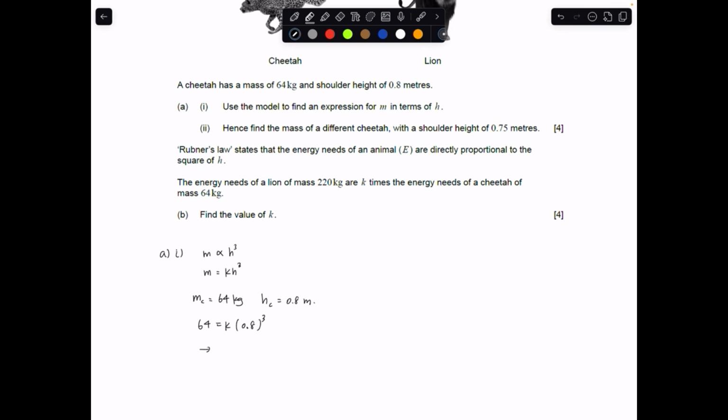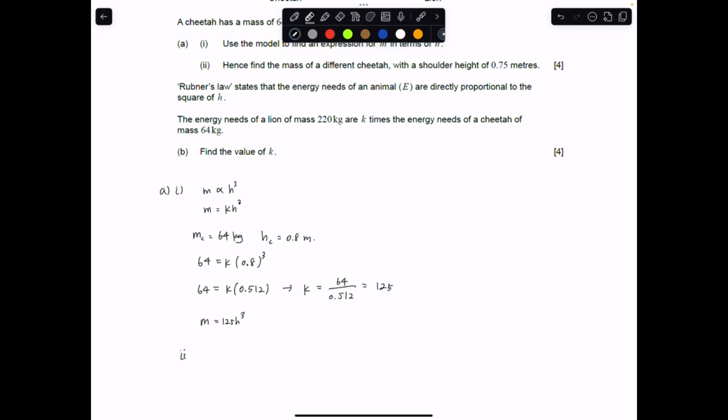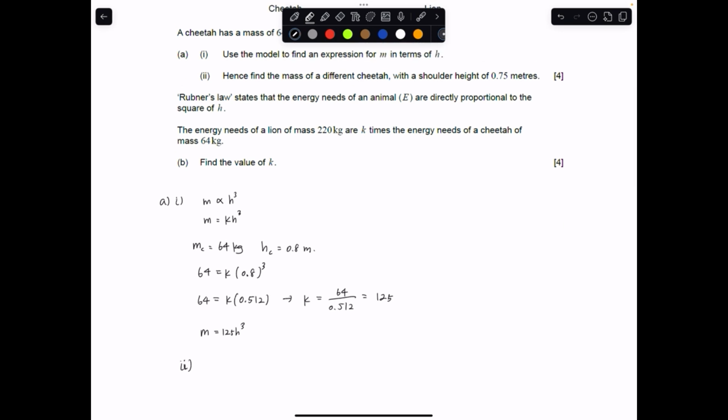And if we calculate 0.8 cubed, it's 0.512. And then rearrange for k, we get 64 over 0.512. That should equal 125. Okay, so our expression would be m equals 125 h cubed. Okay, the second part, hence find the mass of a different cheetah with a shoulder height of 0.75 meters.